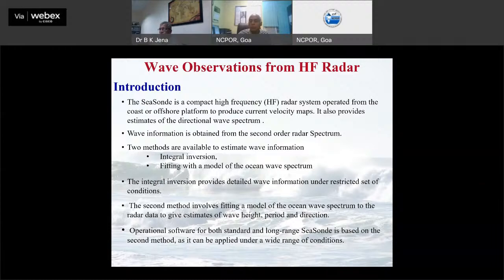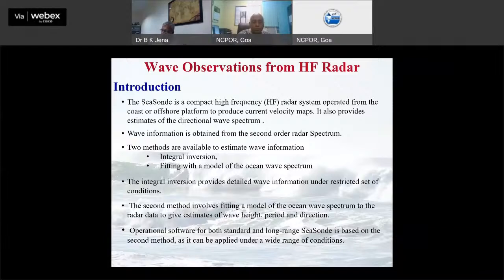So what is the principle? Just to give an introduction and idea, the SeaSonde is a compact, high frequency radar system operated from the coast or any offshore platform, which will provide you the current velocity map as well as the directional wave spectrum. Wave information is obtained from the second order radar spectra, which I told you earlier.